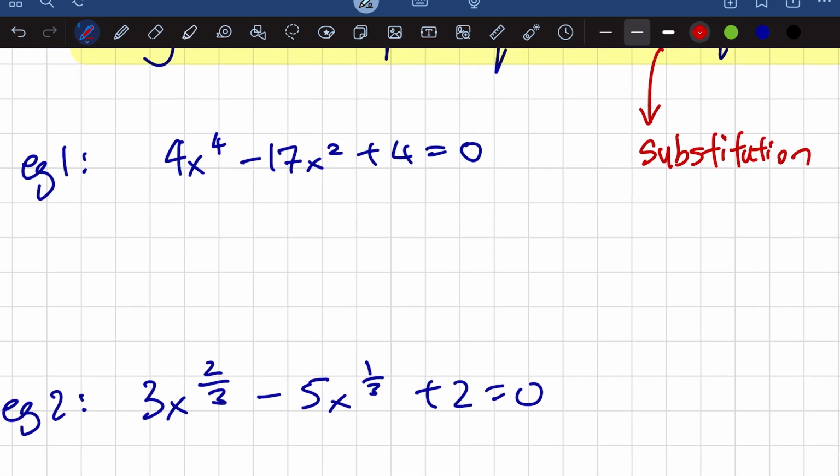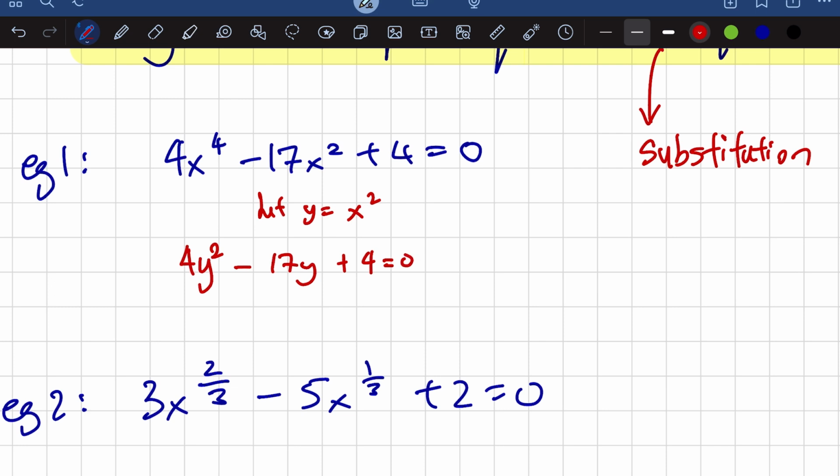Now we have 4x^4 minus 17x^2 plus 4 equals 0. This is definitely not a quadratic equation, but we can always transform it into one. How do we do that? We first replace the more complicated part, in this case the x^4 and the x squared. So I'll let y be x squared. This allows me to substitute the x squared out, so I end up with 4y squared, because x^4 is like x squared squared. So 4y squared minus 17y plus 4 equals 0.